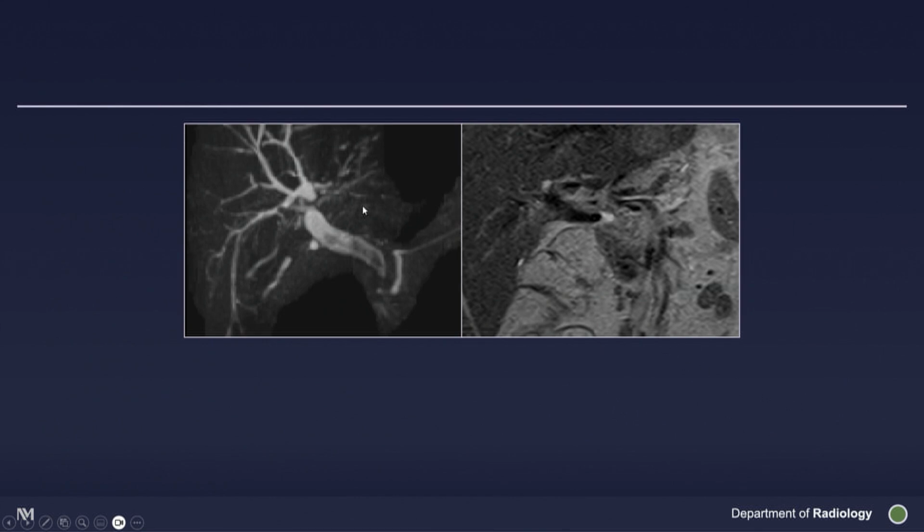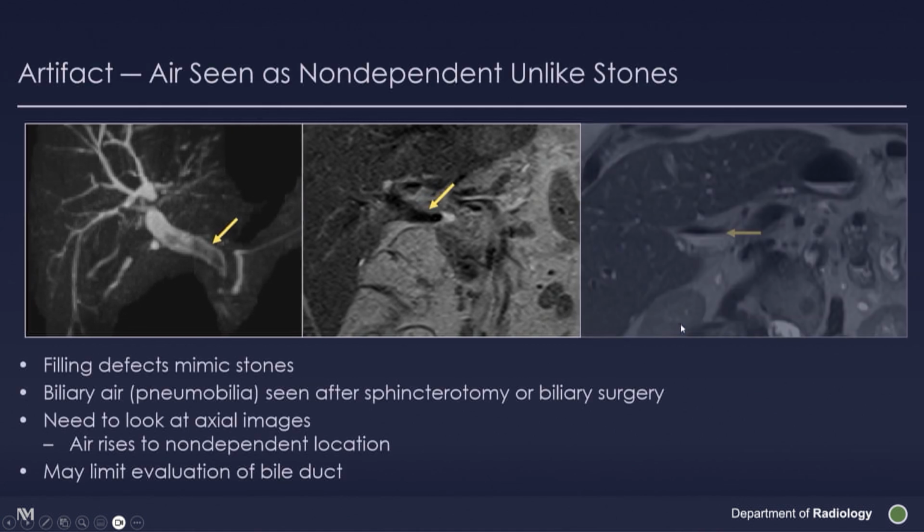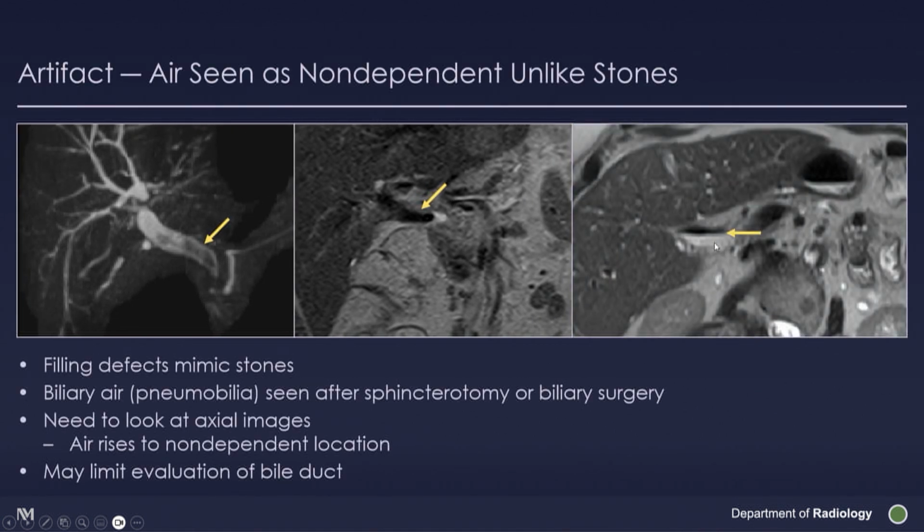Another example, just to illustrate: just because you see a filling defect, don't assume that it's a stone. You can see this low signal intensity, but when you look at the source images, you find out that these filling defects are actually due to pneumobilia, or air in the duct. As you would expect, air is seen non-dependently, or more anterior in location, and it can also limit your evaluation for the presence of stones as well.